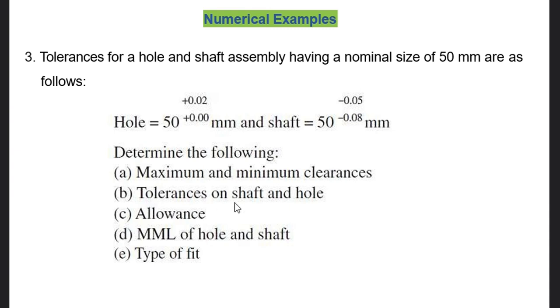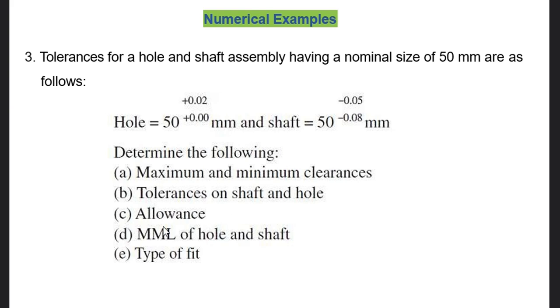Similarly, what are the tolerances on shaft and hole? Clearly, the tolerance on hole is, on upper side it is 0.02 and on lower side it is 0. Okay, so this was about the hole. So tolerance on shaft, on lower side it is 0.08 and on upper side it is 0.05.